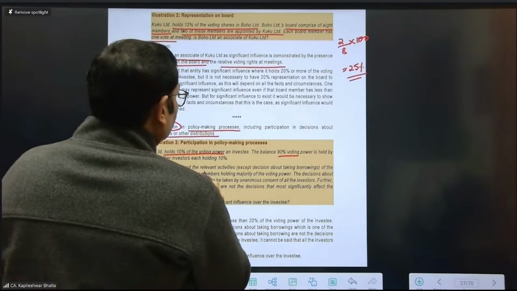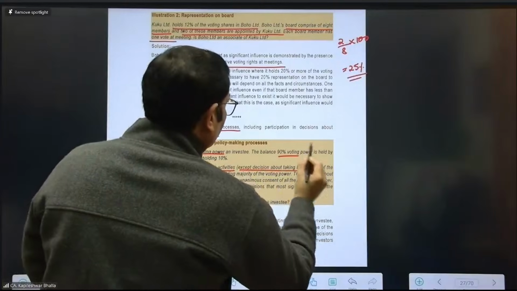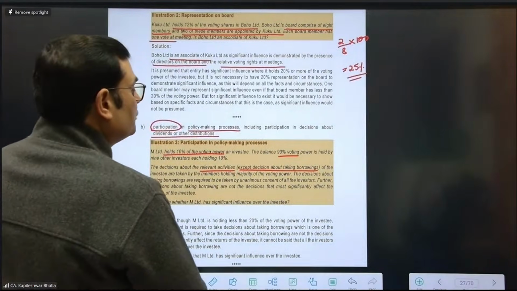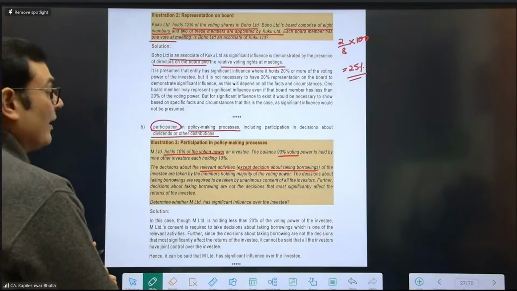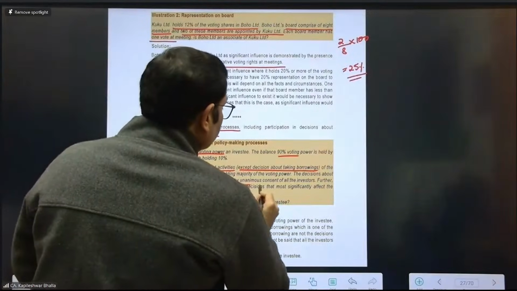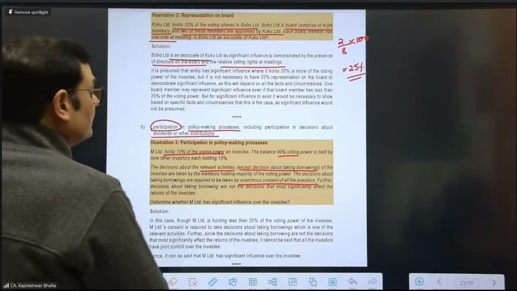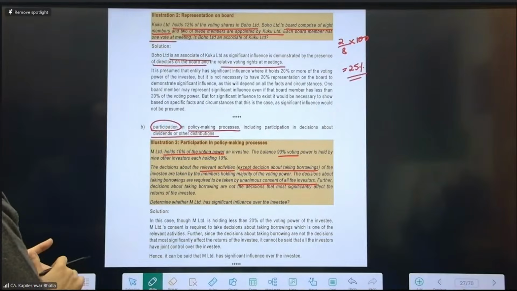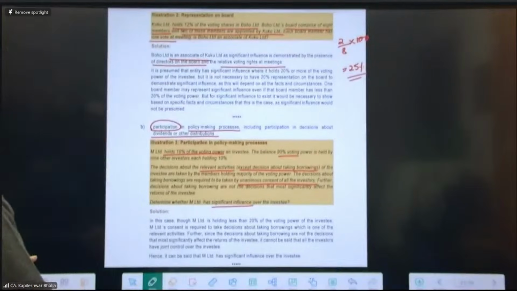The decisions about the relevant activities, it says, except the decisions about borrowings of the investee, are taken by the members holding majority voting power. The decisions about taking the borrowings are required to be taken by a unanimous consent of all the investors. Further, decisions about taking borrowings are not the decisions that most significantly affect the returns of the investee. Whether M gets a significant influence over the investee or not.